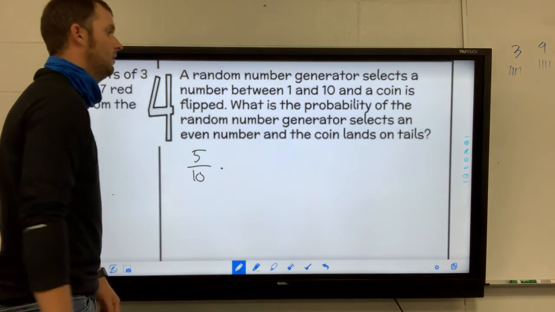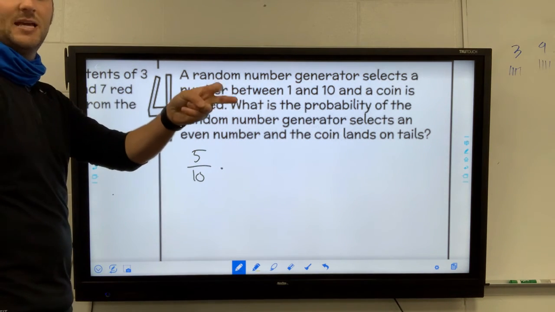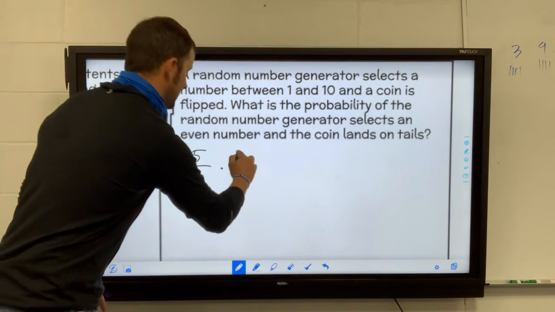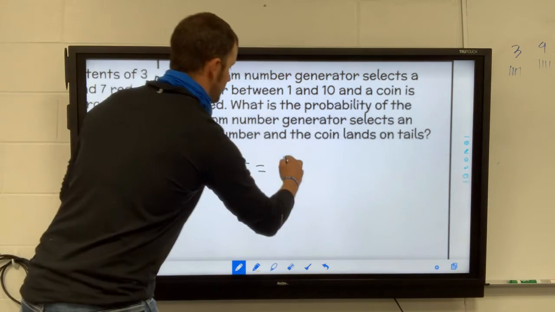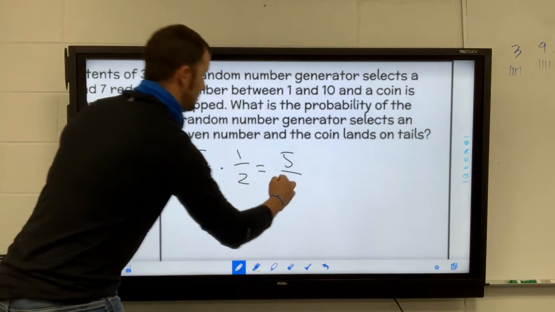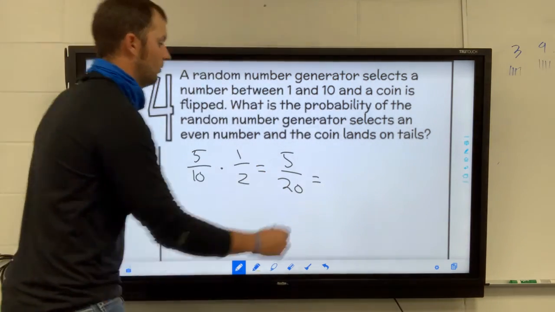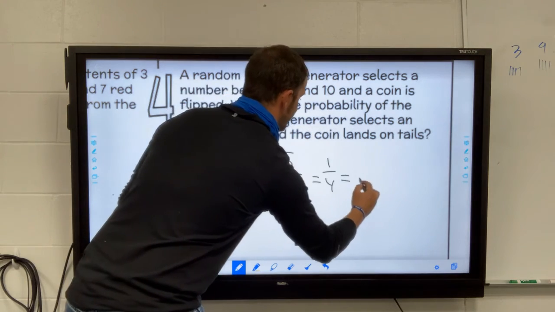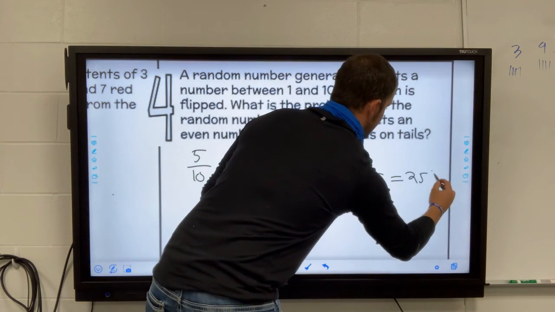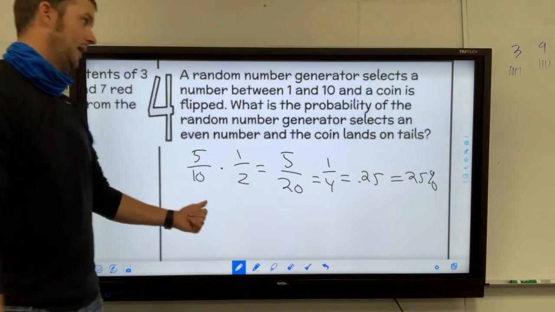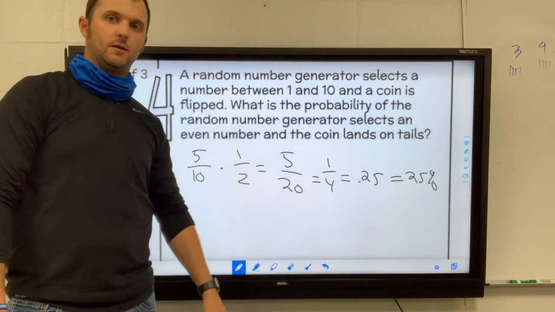And then if I flip a coin and I want it to land on tails, there's 2 options, heads and tails, and I wanna get tails, so that's a 1 out of 2 chance of me getting tails. So 5 times 1 is 5, 10 times 2 is 20, okay? And then that's actually gonna reduce to 1/4, which is 0.25, which is a 25% chance of this actually happening if I was to get an even number and I was to get a coin landing on tails.